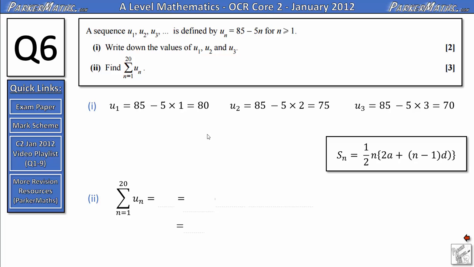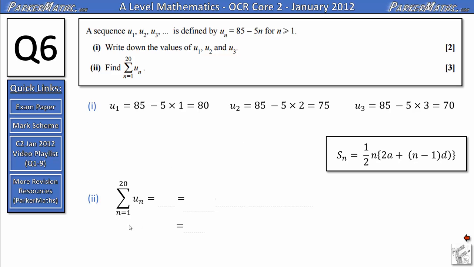Notice that the terms in this sequence form an arithmetic progression, and that's because it goes down by a common difference each time. So it's got a first term of 80 and it goes down by 5 to 75, and that means that the common difference we would say is negative 5.